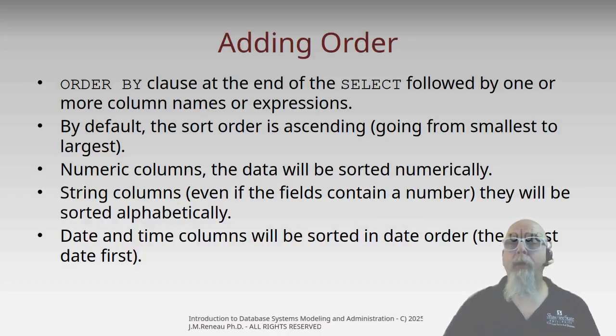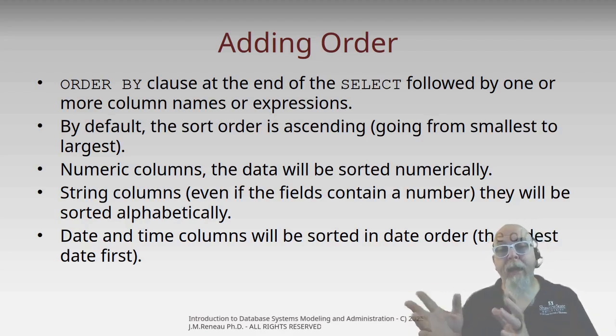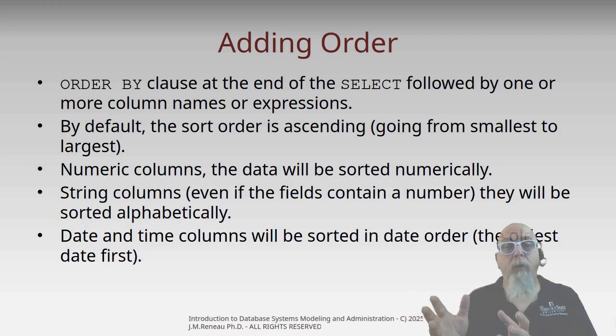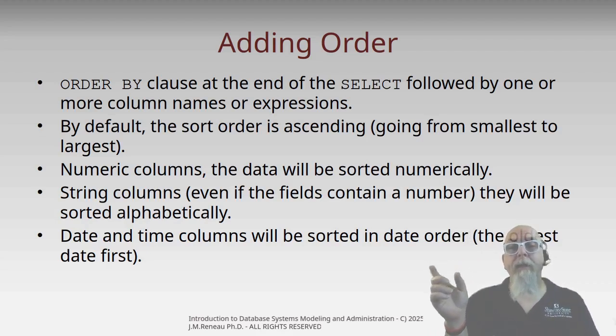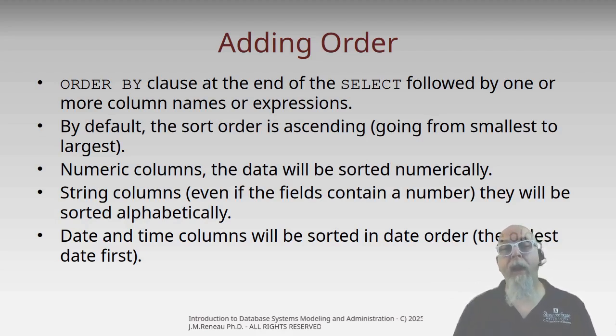The output of an SQL statement, by default, can be in any order, depending on how the database stores it. If we want to specify an order for our record set, we have to add the ORDER BY clause to the end of our select statement. After we say ORDER BY, we define one or multiple columns or expressions that we would like to sort the data by. By default, the sort order is ascending, from lowest to highest.